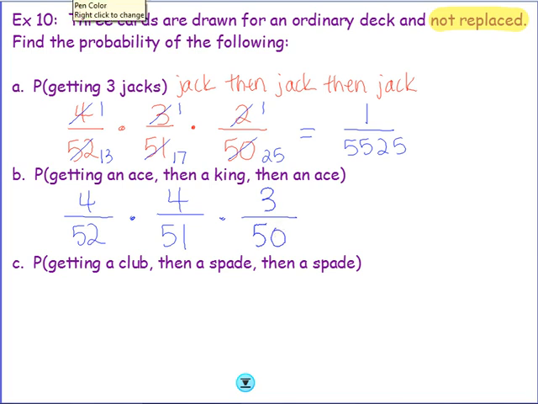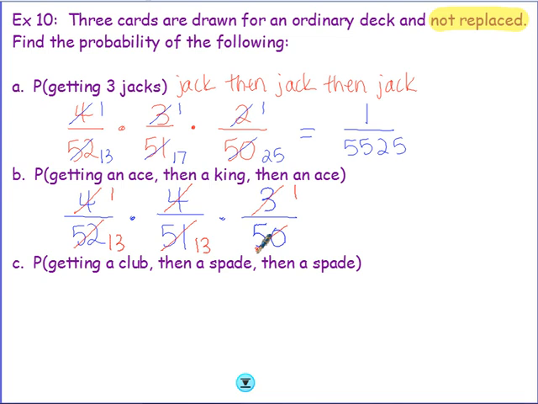Now we're going to do some reducing. Just like before, 4 and 52 both divide by 4. You're left with 1 and 13. This time we got to go diagonal. 3 and 51 cancel and leave you with a 1 and a 17. 4 and 50 are both divisible by 2.